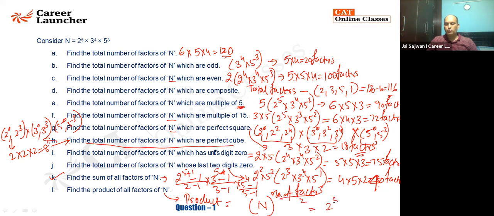So the number is 2 to the power 5 into 3 to the power of 4 into 5 to the power of 3, raised to the number of factors, which is 120 by 2, is 60. So it is 2 to the power of 300, 3 to the power of 240, and 5 to the power of 120. I'm sure it is clear to all of you. Now you need to tell me how many of them.